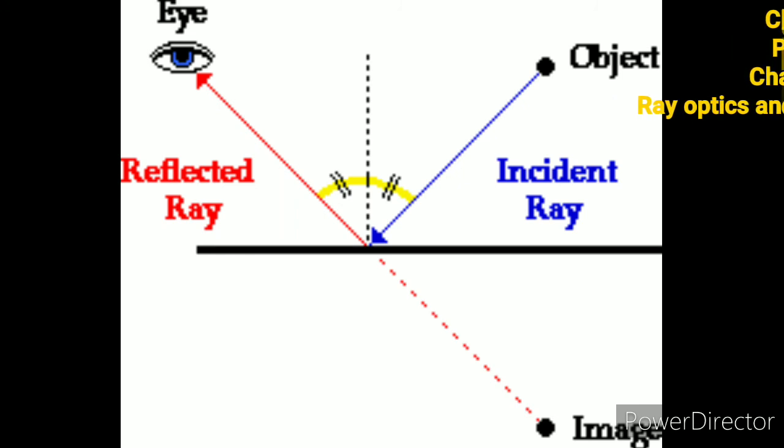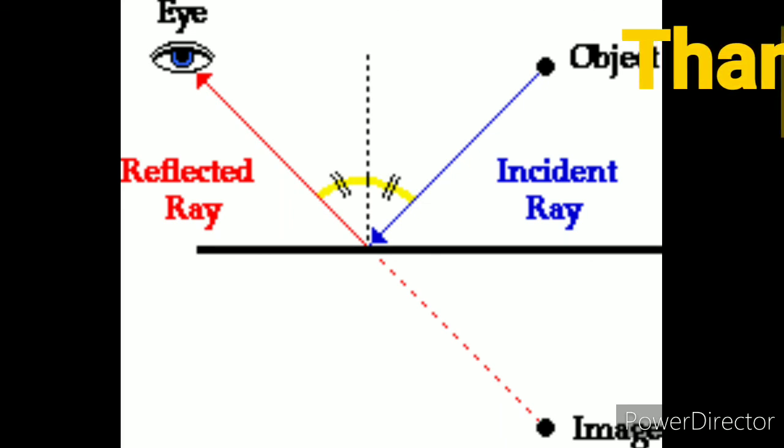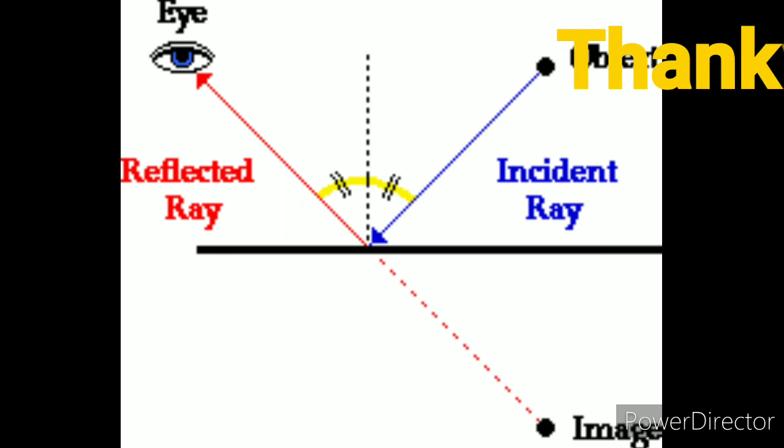Please remember, reflection happens anywhere in the world, so these laws will work for us. Most important thing: the rays lie in the plane perpendicular to the surface. Remember, the plane perpendicular to the surface. The incident ray, normal and reflected ray at the point of incidence lie in the same plane.